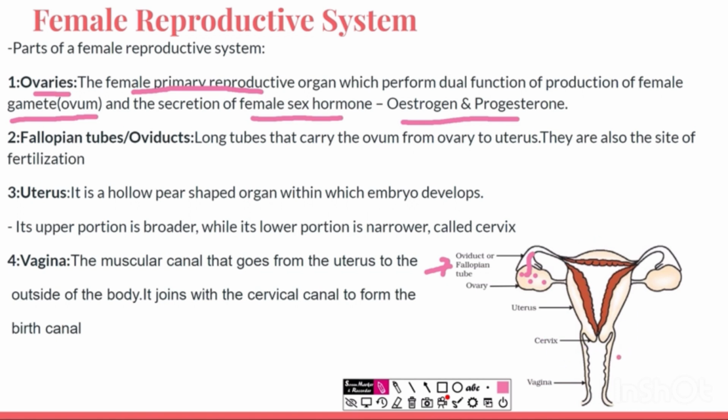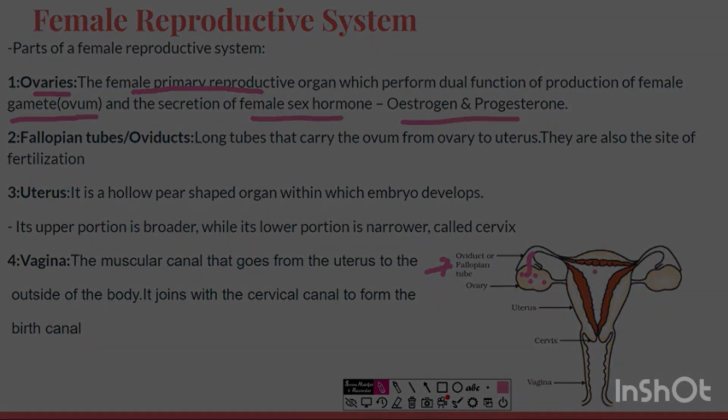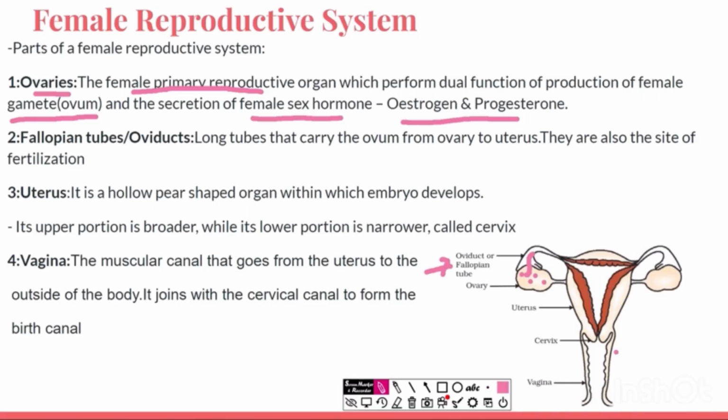Now what is this structure? This inverted pear shaped organ is called the uterus. From the ovary, with the help of the oviduct, the egg reaches this uterus. You can see the upper part of the uterus is broader than the lower part of the uterus. The lower part of the uterus ends with a cervix. Cervix is joined by the vagina. Vagina is the final outer opening of the female reproductive system.